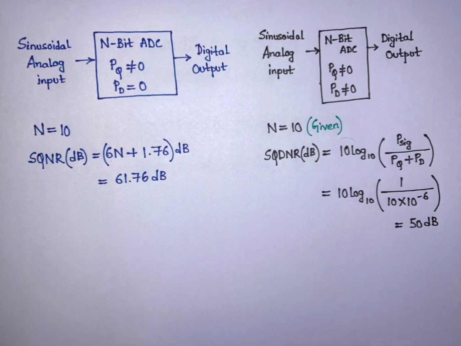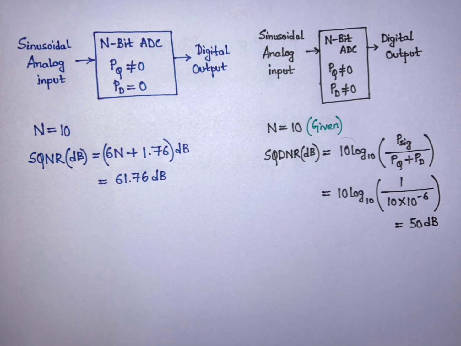Now, if we do the numerical analysis for a 10-bit ADC, in the first case, which is on the left, there is only quantization noise, and in the second case, which is on the right, you can see that there is both quantization noise and distortion noise. I am not considering other noises like jitter or thermal, because in the question it has been said that there is total noise and distortion noise, so I am considering this too.